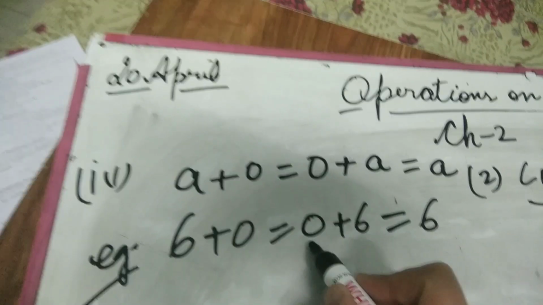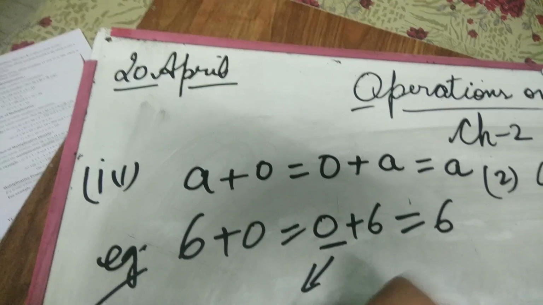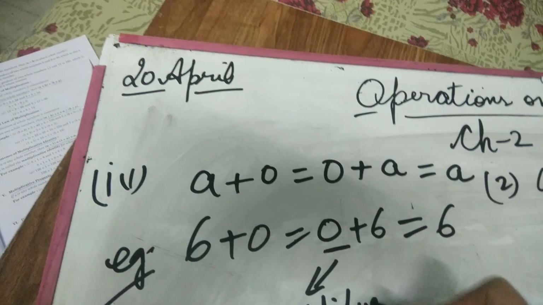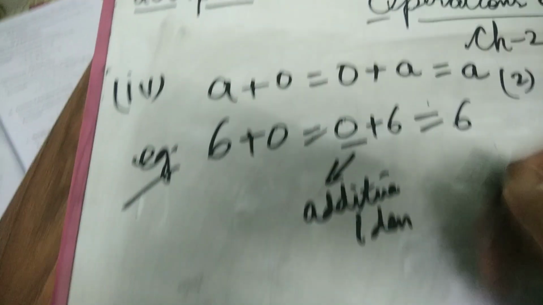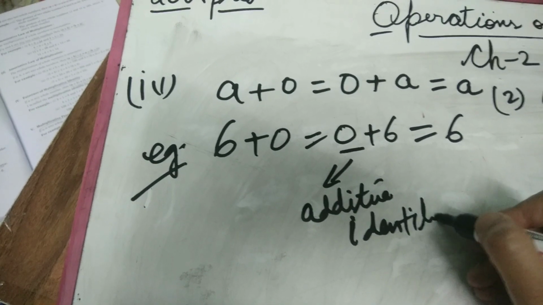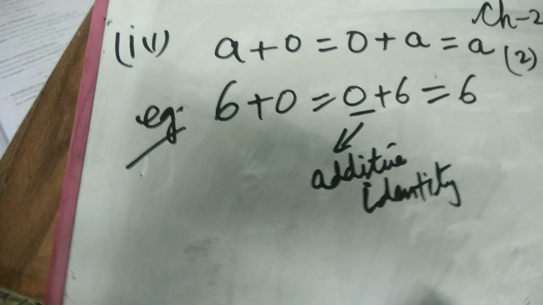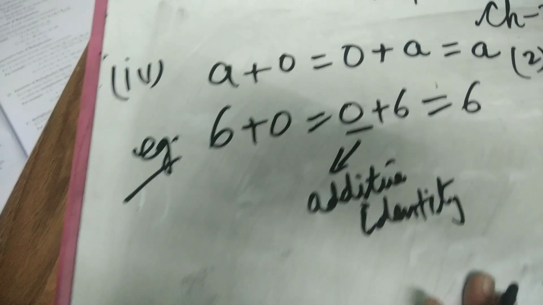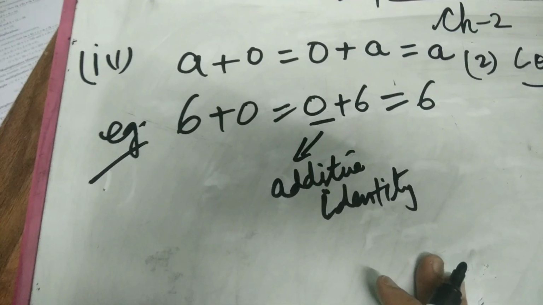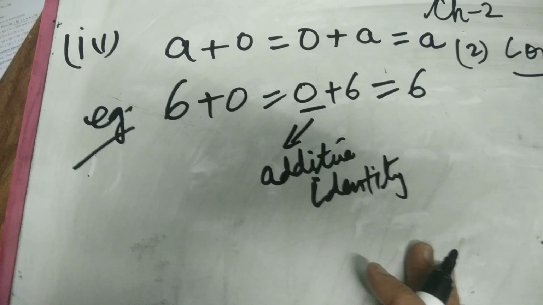So this means here 0 is called the additive identity. I hope it's clear. Now these are the 4 rules in the properties of addition. Now next we have subtraction. For subtraction, I would like to explain it by an example here.